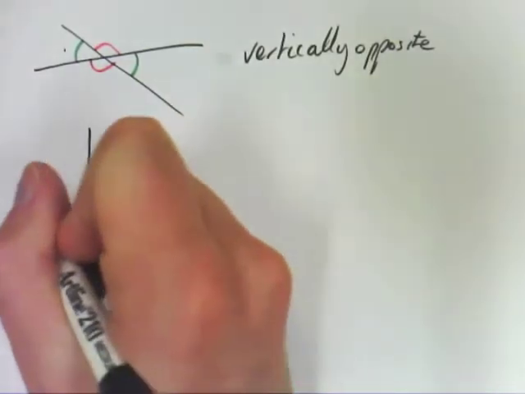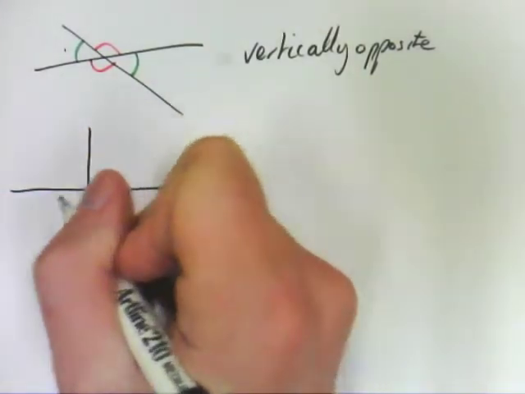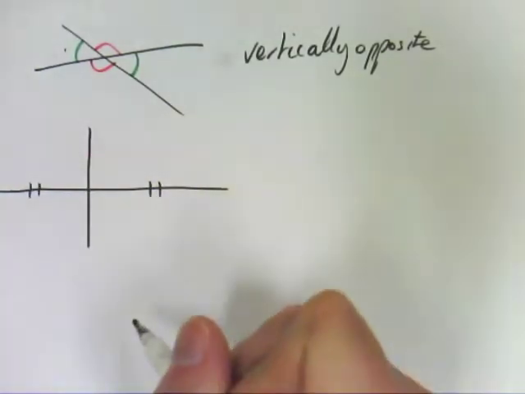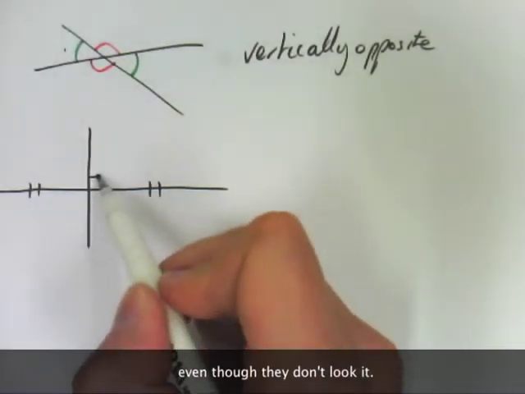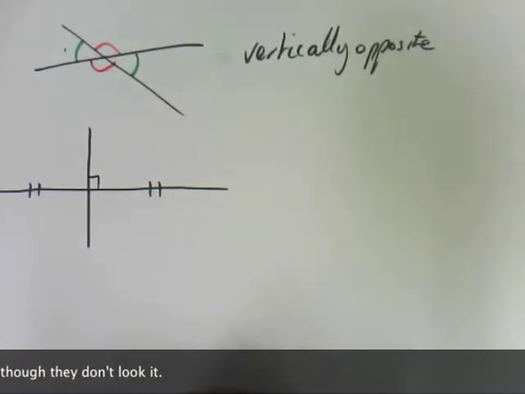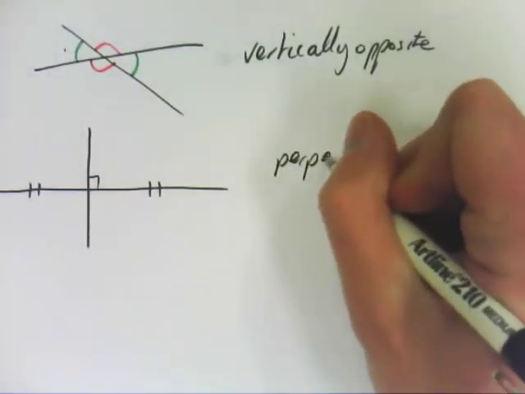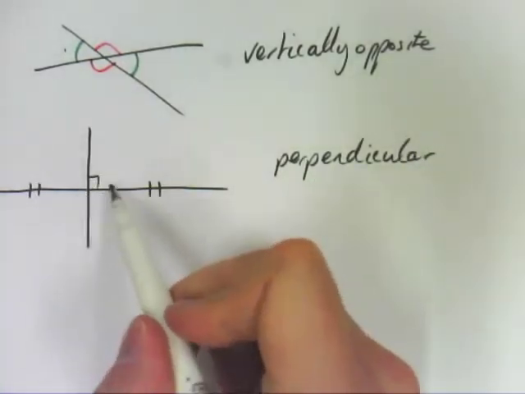Another fancy word, make that a little bit longer. Okay, so those 2 tick marks mean that these 2 lines are the same. Right, that means that it's perpendicular. Okay, so we start with perpendicular because it means at a right angle. Okay, and that symbol means it's a right angle.